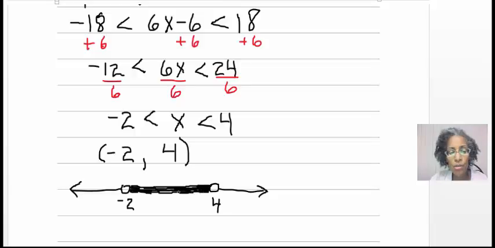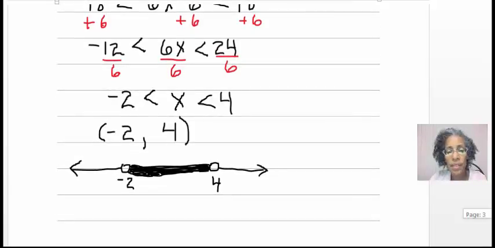So this would include 0.95, 1, negative 1, 3.8, the square root of 5, and so forth and so on. So those numbers would be included in this set. All right, so this is my solution set for this problem.